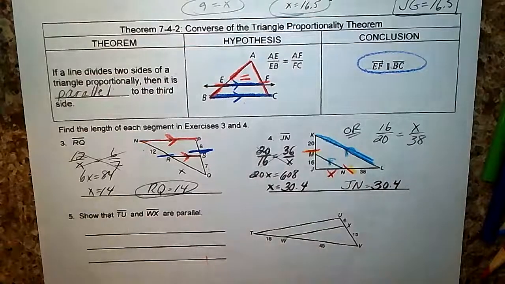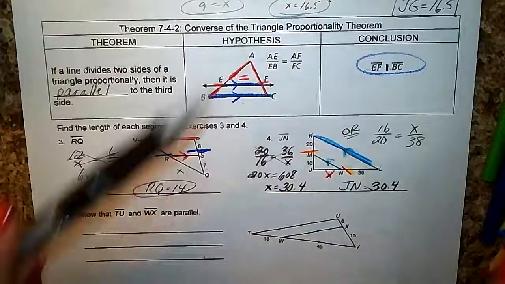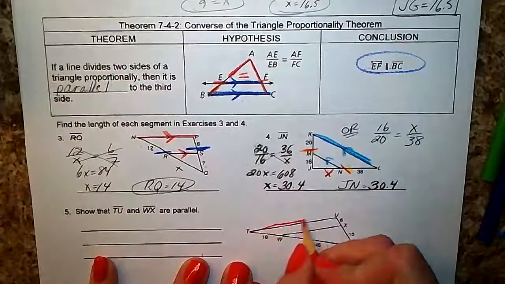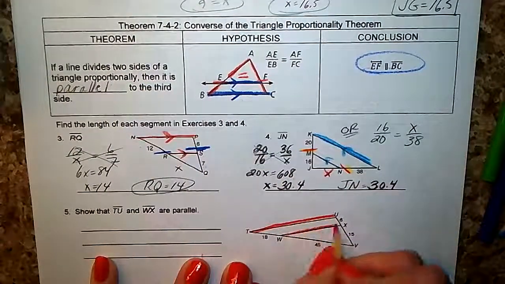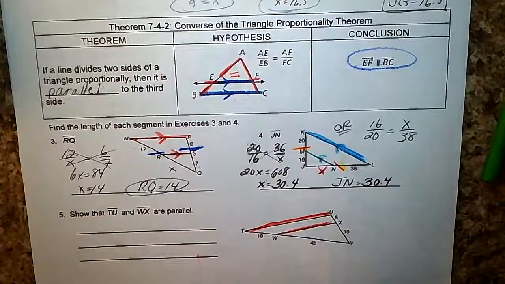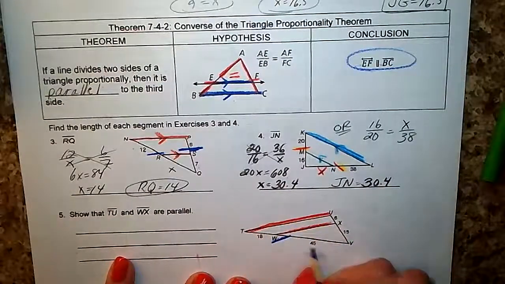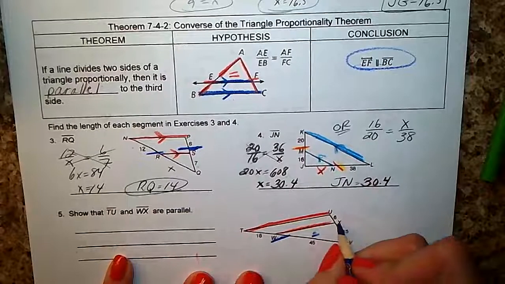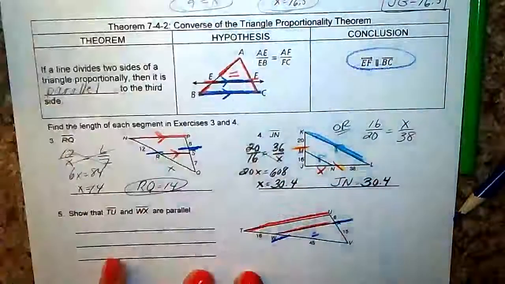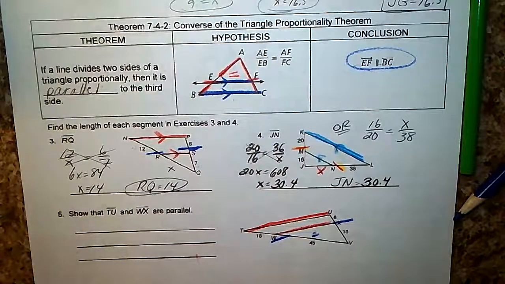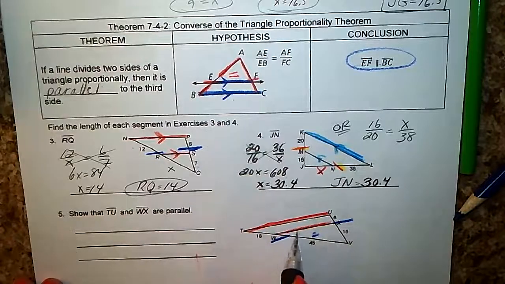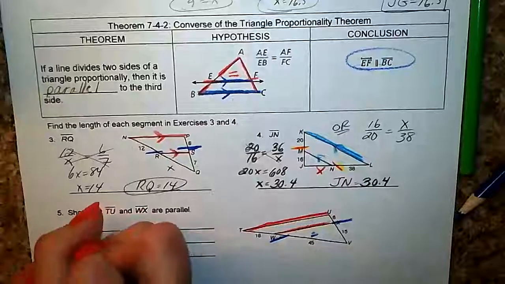Well, in order to show they're parallel, we have to prove, again, what we want to find out is, are these lines here parallel to each other? Again, what we have to prove is that 18 over 45 is equal to 6 over 15. If that works out when we cross multiply, then those lines will be parallel to each other. So I'm going to set this up.